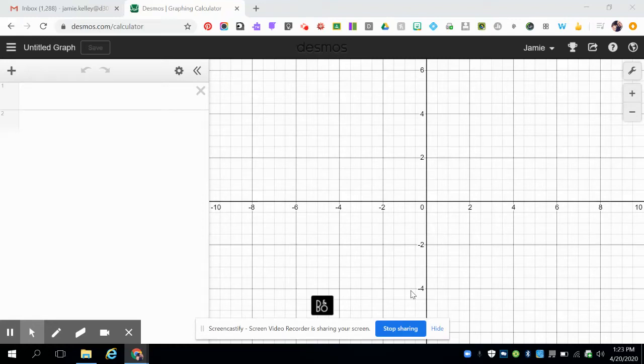Hi guys. For Monday's activity, you engaged in doing a Desmos activity that introduced you to systems of equations. If you're not quite sure what a system of equations is yet, that is okay. So we're just getting started.